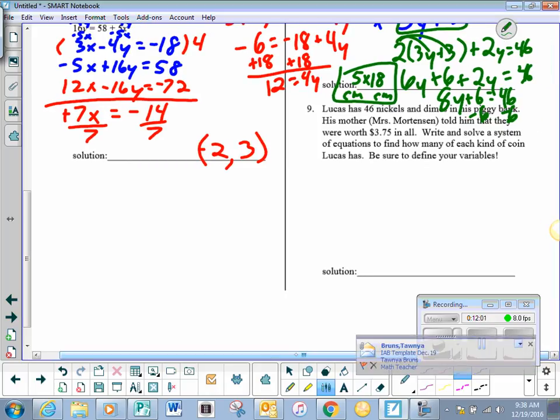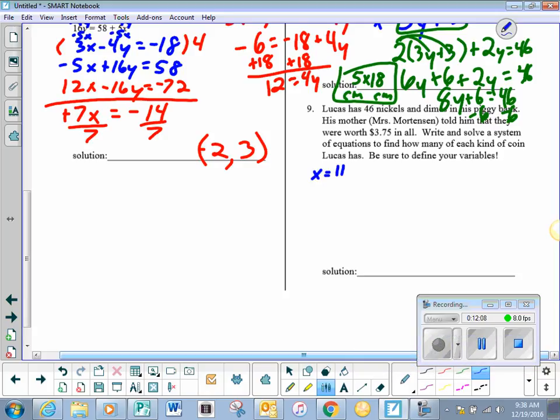All right, nickels and dimes. Let's nickel and dime this one. If x equals the number of nickels, y equals the number of dimes. How many coins are there altogether? 46. How much is the nickel worth?